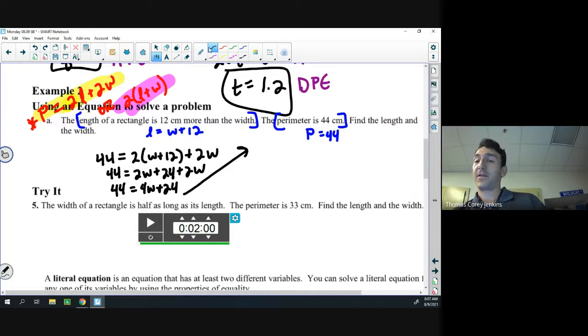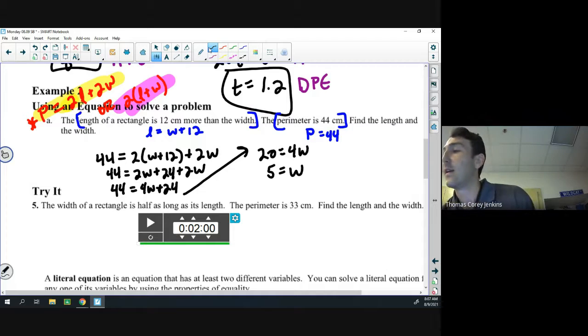Minus 24 to both sides gives me 20 is equal to 4W. Divided by 4 on both sides gives me 5 equals W. So we know the width is 5 centimeters, and now we can use that to find the length, okay? So we remember L is equal to W plus 12.